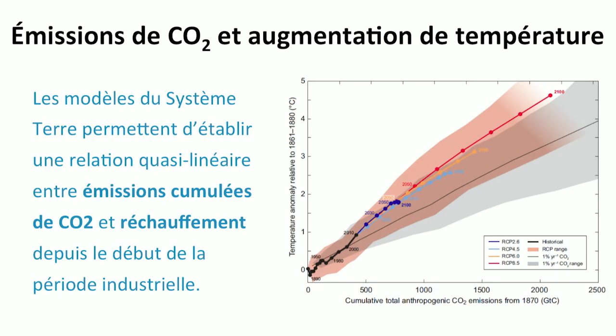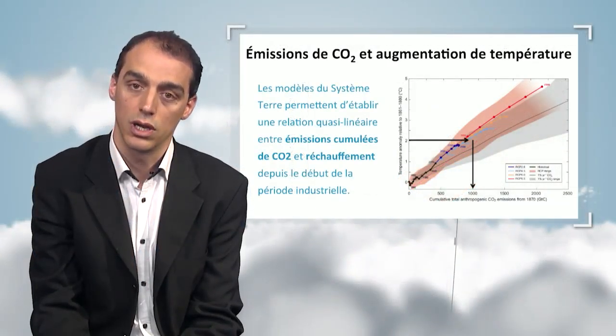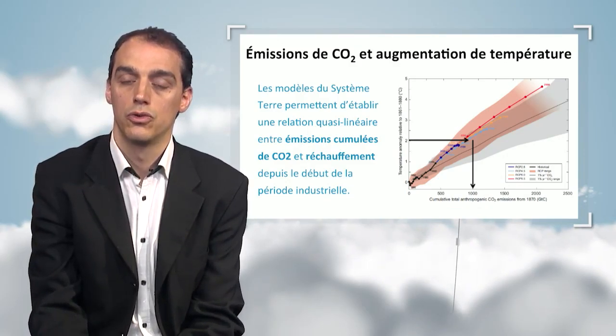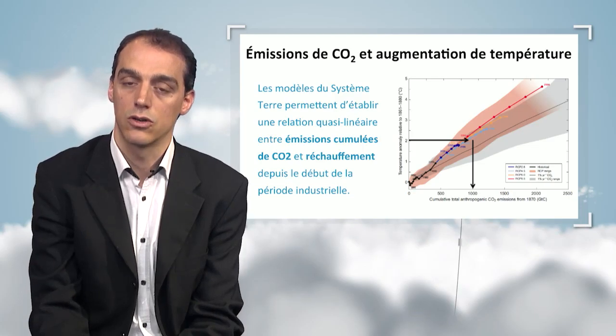And this simple graph shows us some simple observations. If we want to limit the temperature increase to 2 degrees on average globally, the graph shows that total carbon emissions must be lower than 1,000 billion tons of carbon. Knowing that we've already emitted 550 billion tons, in order to limit the temperature increase, we have to limit ourselves to 450 billion tons of carbon for the next century.